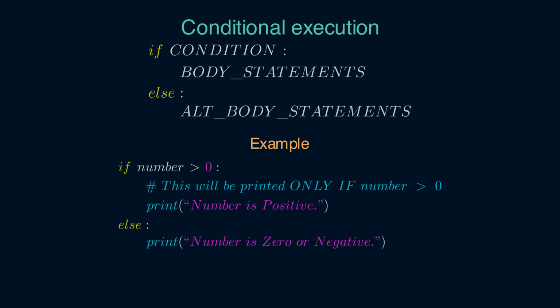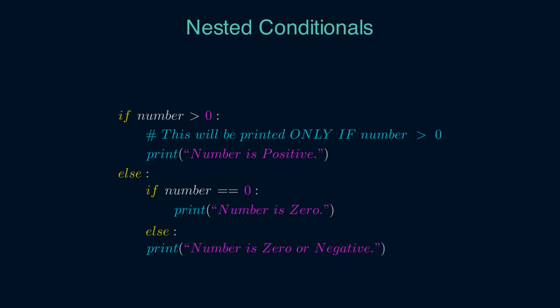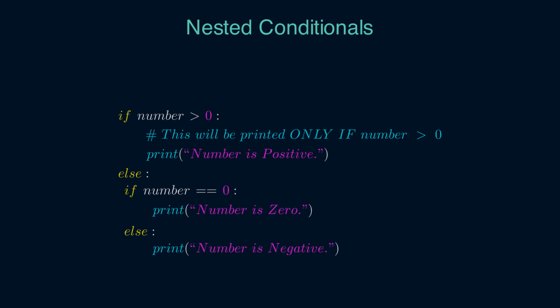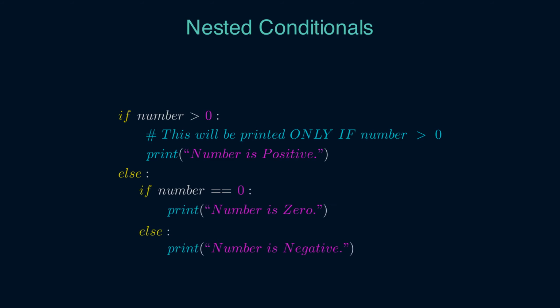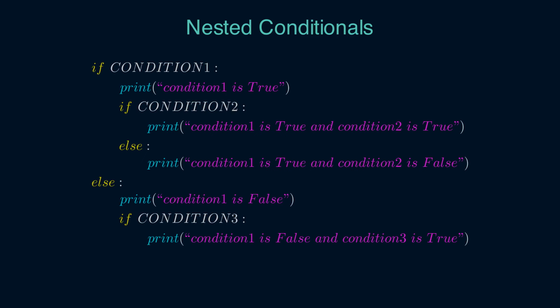The condition determines which branch to execute. Let's improve this example to be more specific. We nested a conditional inside one conditional branch. We can nest any number of conditionals like this. But we must be careful about indentation.